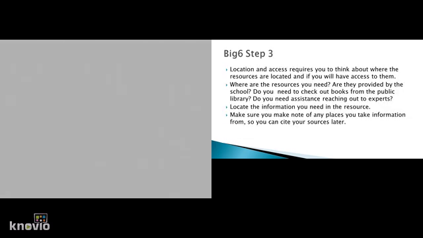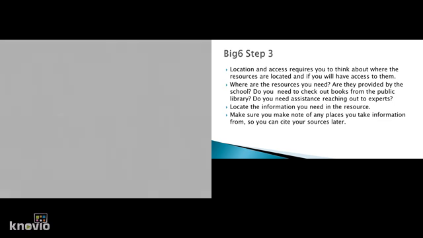Step 3 in the Big 6 research model is locate and access information. Think about it. Locate and access information requires that you think about where the resources are located and if you will have access to them. Nothing worse than finding a great article about your topic and then clicking on it to see that it's locked in a database that we don't have access to.